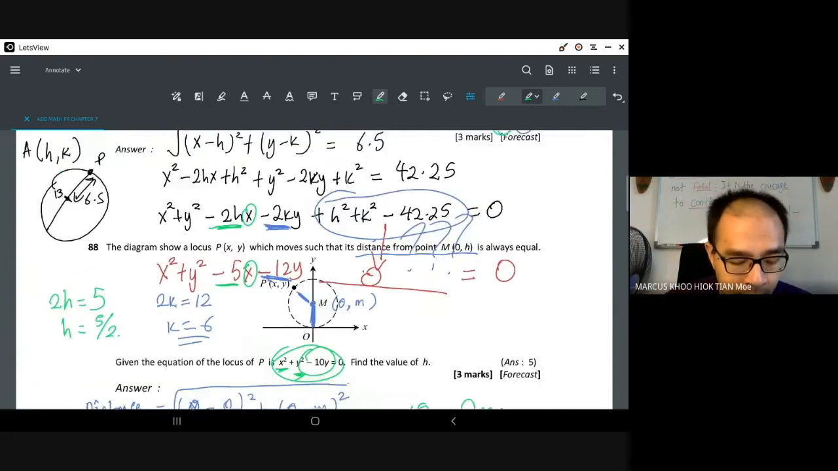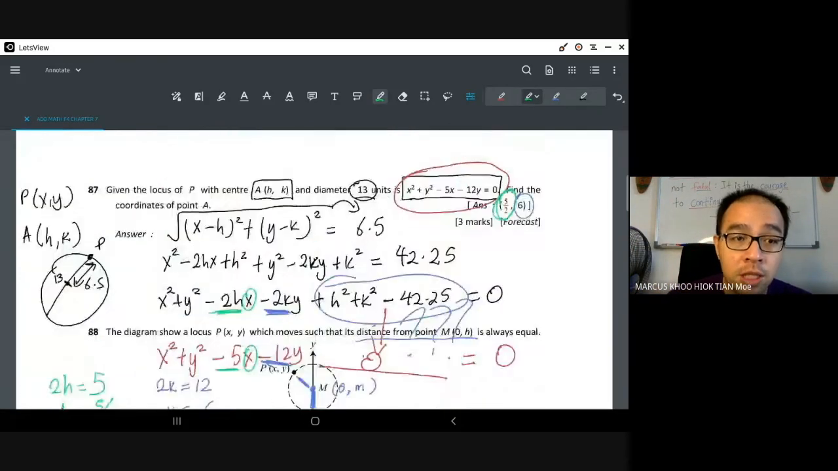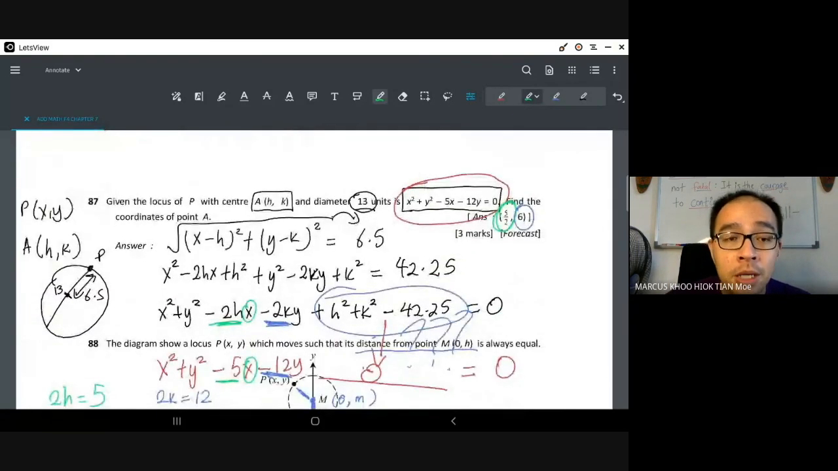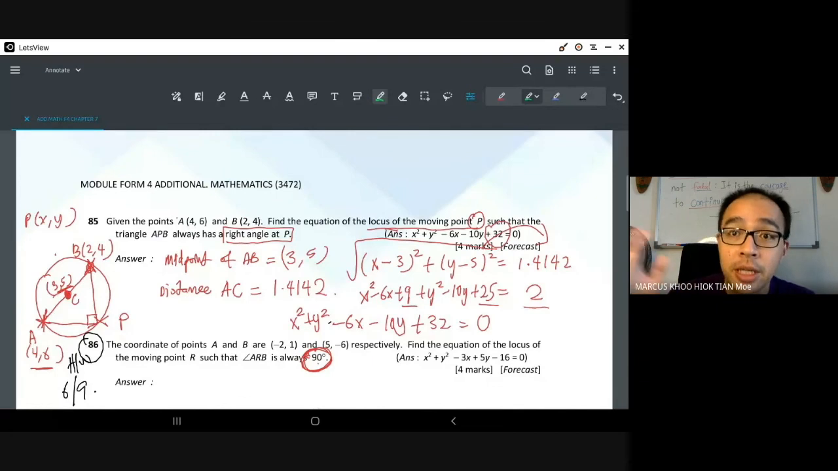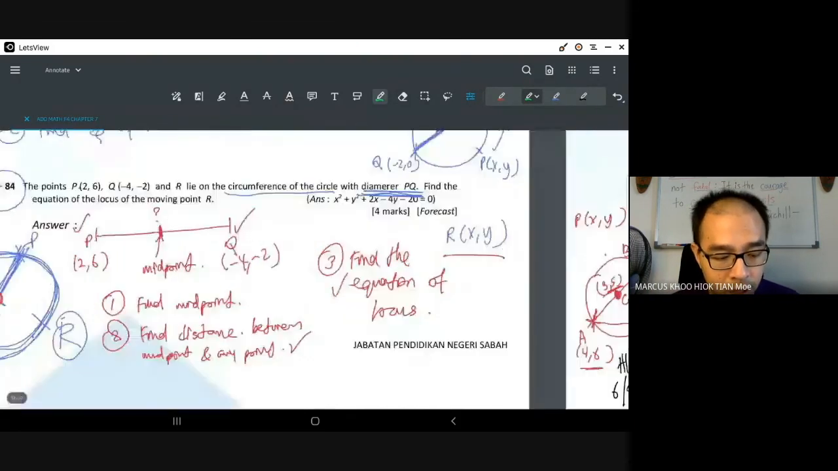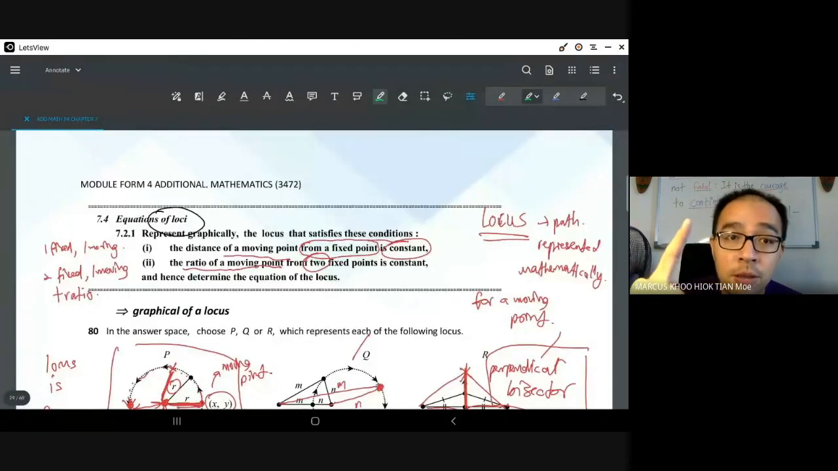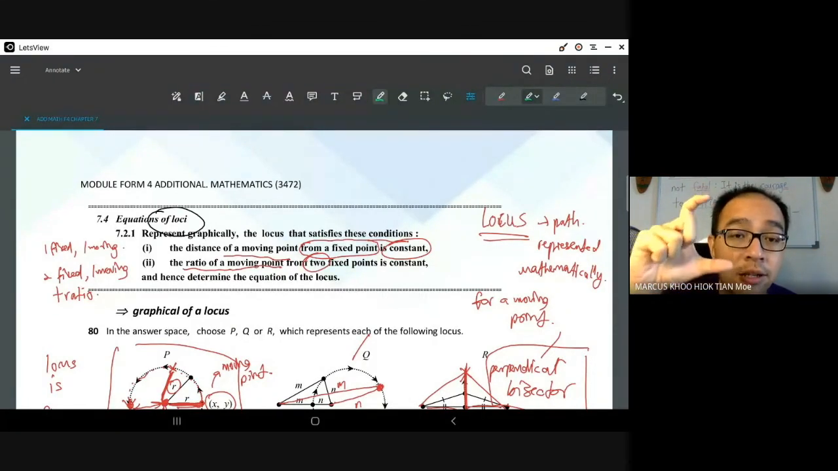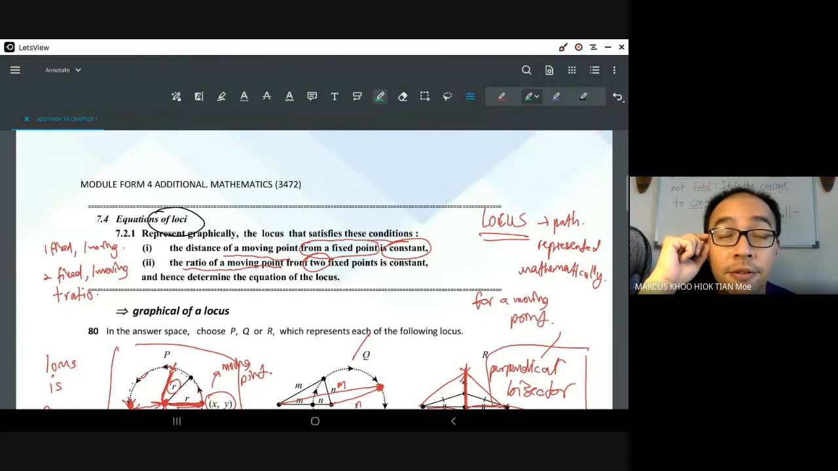But if you don't really understand question number 88, or question number 87 for that matter, don't worry so much about it. The first thing you need to make sure you know how to do is how to calculate the equation of the locus given this situation. So far, we are only talking about situation 1. We haven't even talked about situation 2 and situation 3 yet. Situation 1: one fixed point, one moving point, distance is constant. The distance is already fixed. It's a circle where the center is the fixed point.